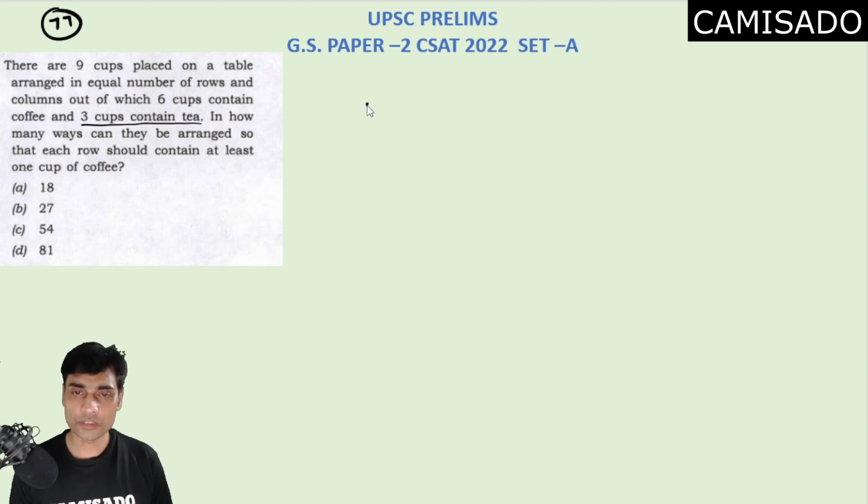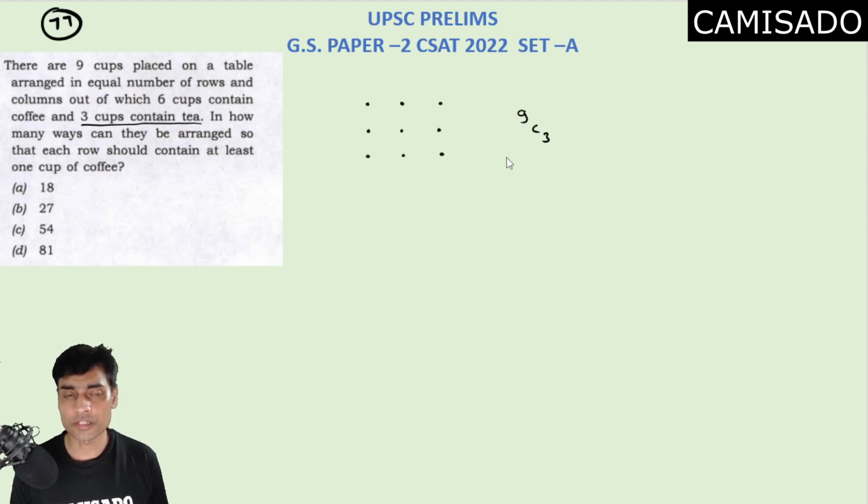So now it says we have to place cups of coffee and cups of tea in these places. Only 3 cups contain tea. So from the 9 places we can have only 3 places for tea.